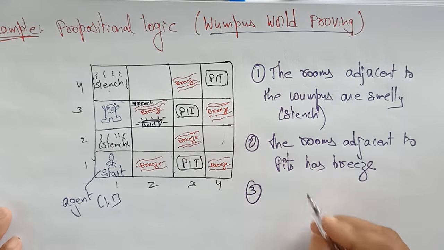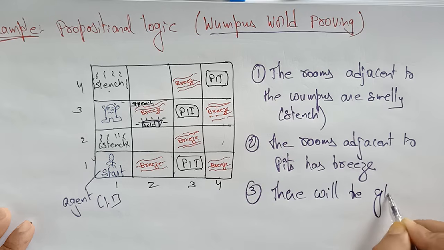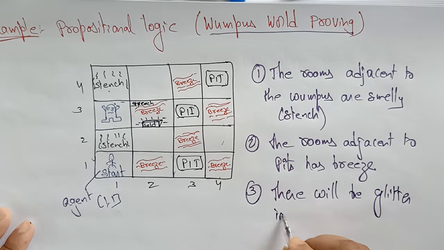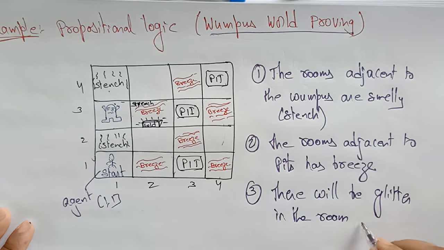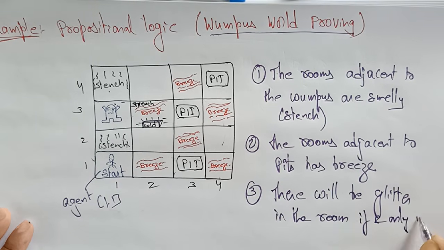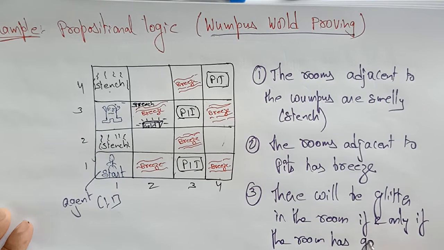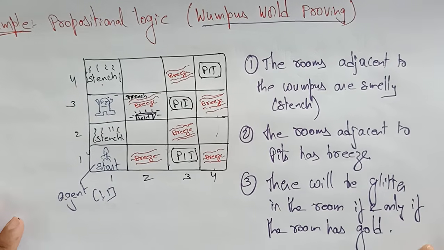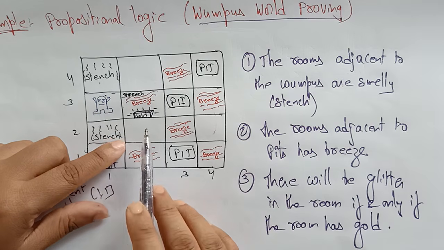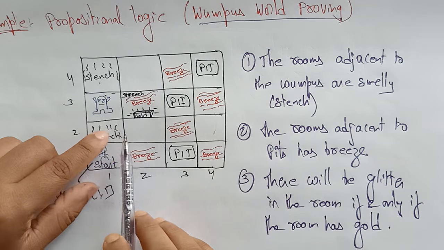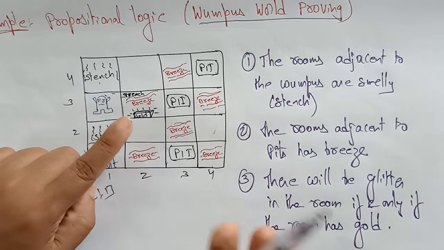And next, there will be a glitter. There will be glitter in the room if and only if the room has gold. Okay, so there will be a glitter if and only if the room has gold. So if suppose the person is standing here, there will be a glittering. So suppose if the glittering is coming, it means that the room is having the gold.